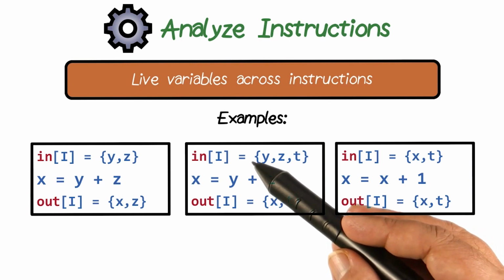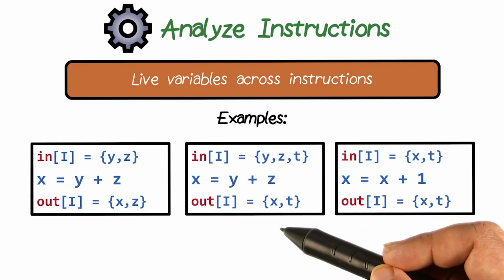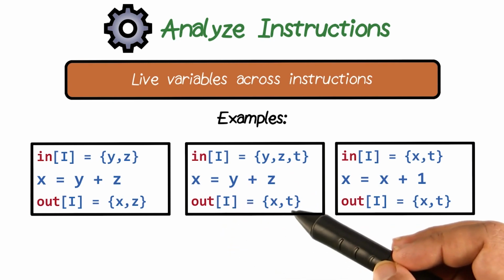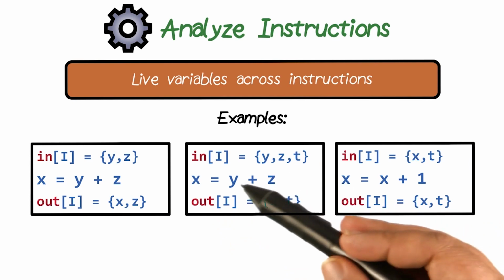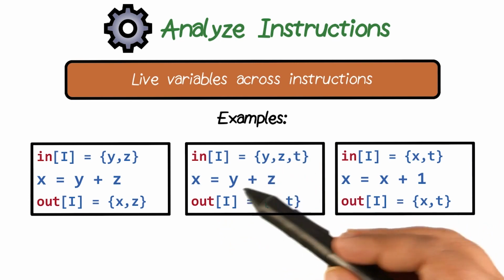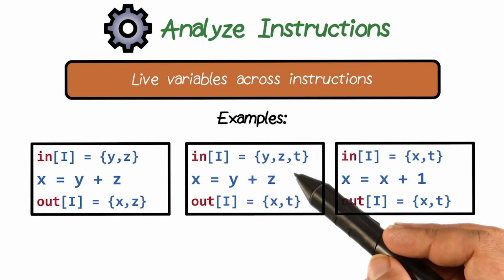So remember, the live set in of I has been computed using out of I. What did we do? We took the out of I, removed x from there, let t be there because there is no redefinition of t here, and then we added y and z which are a part of this instruction, and that's how we computed the live set at the beginning of the instruction.